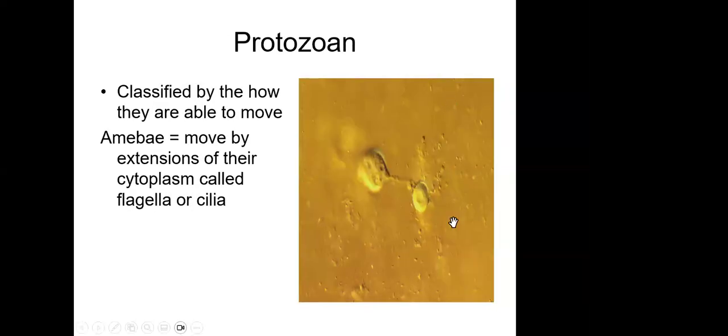Okay. Then we have protozoas. Protozoas are classified by how they move. They are an amoeba, so they move by the extension of their cytoplasm. And that's called cilia or flagella. They move their little cytoplasm, their cytoplasmic extension, to move around.